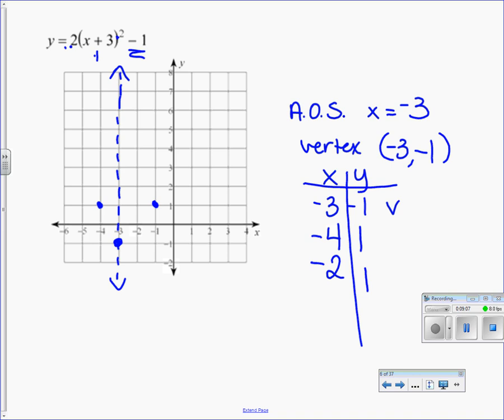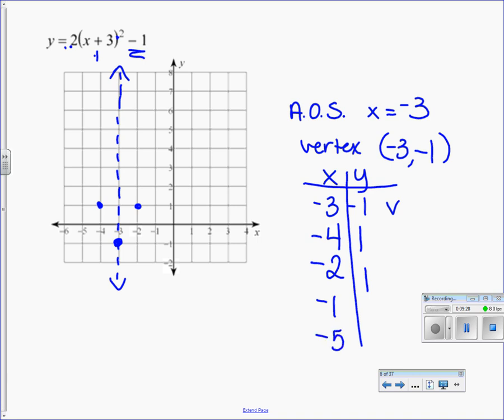Then I need one more step, so I'm going to go 1 more to the right, which is going to be 0, and 1 more to the left, which would be, oh, pardon me, I take that back. I put him in his wrong spot. So that is incorrect. We are actually not going to 0 at all. We're going to -1 and -5.